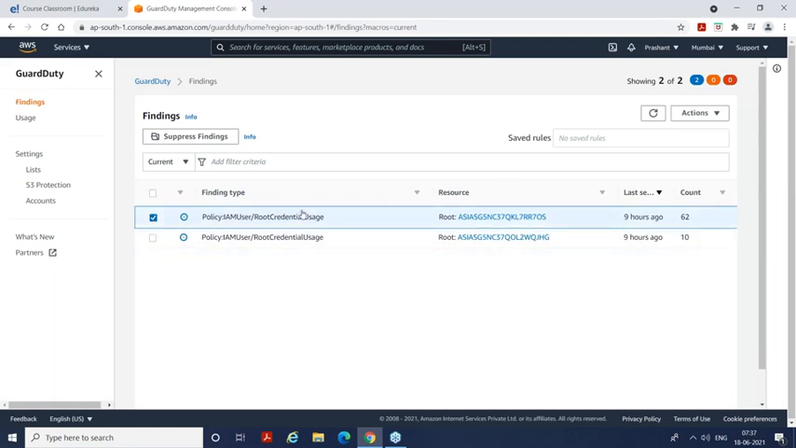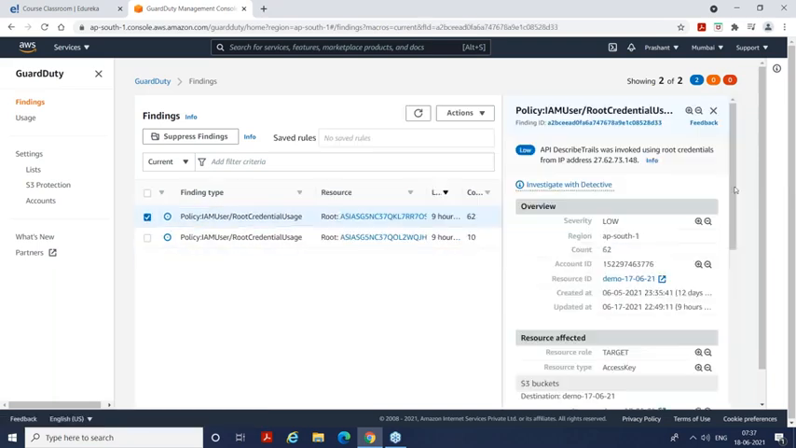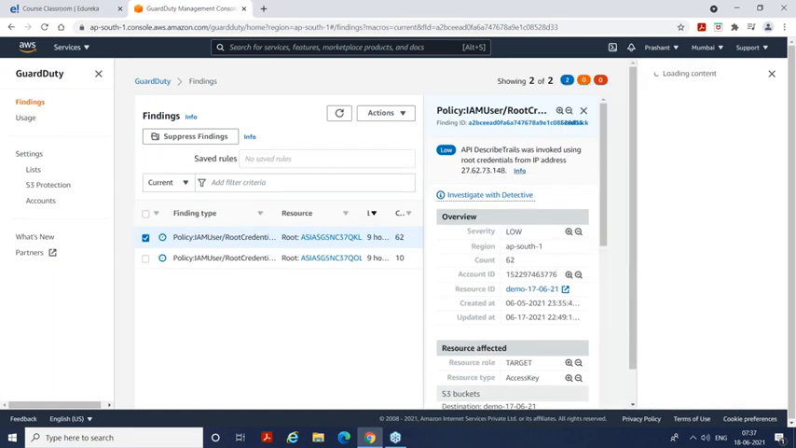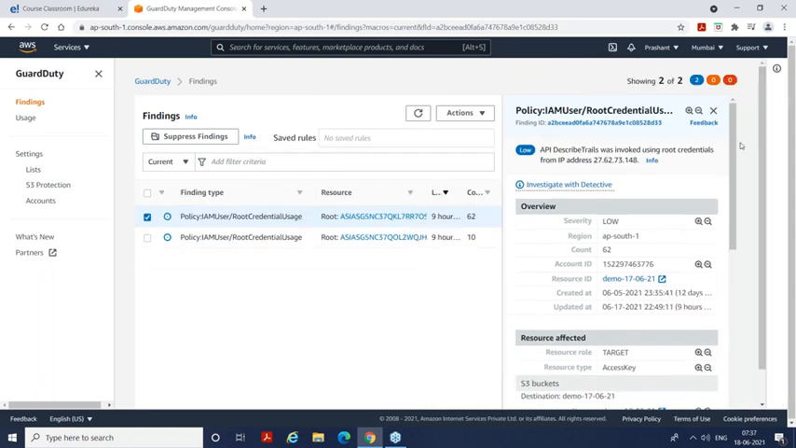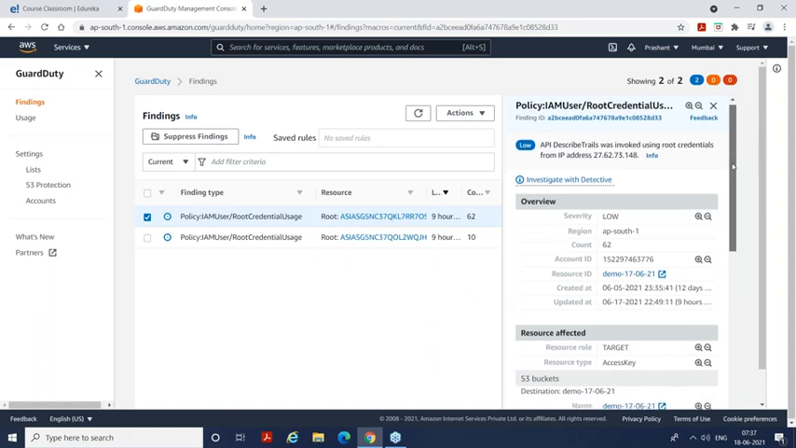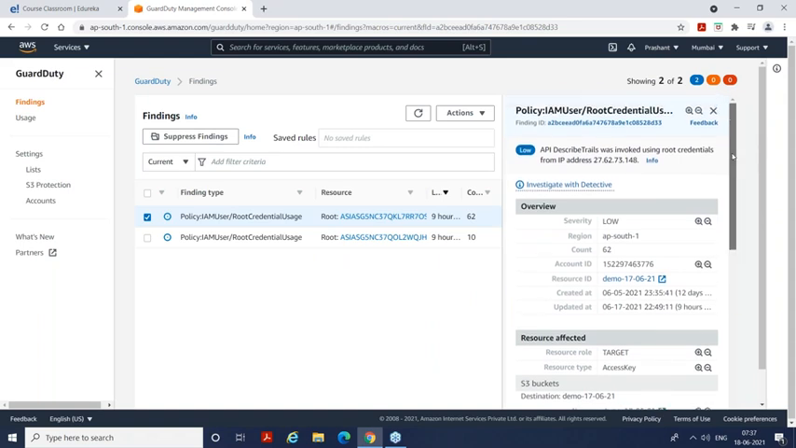Like yesterday, I had enabled it. So if you notice, it tells me all the details. So, describe trails was invoked using root credential from IP address so and so. Okay. That means what? Someone tried doing some activity on my AWS using root account, right? Someone created a bucket. Basically, this is nothing but I created a bucket, right, in my AWS infrastructure. All right.